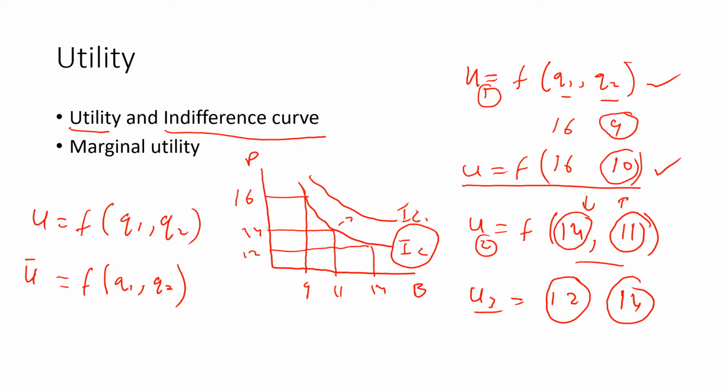And we have seen how we can change the quantities within this function. When we increase q2, we will have to decrease q1 in order to maintain the utility, in order to keep this utility constant. And we'll also see how we name this change, so we'll discuss that as well.